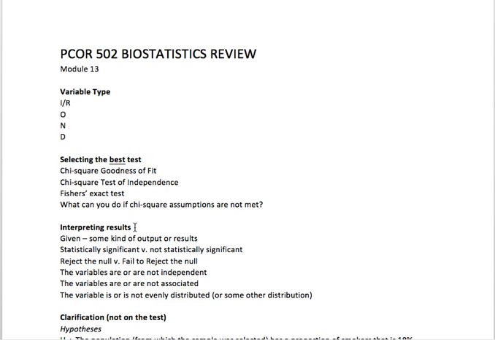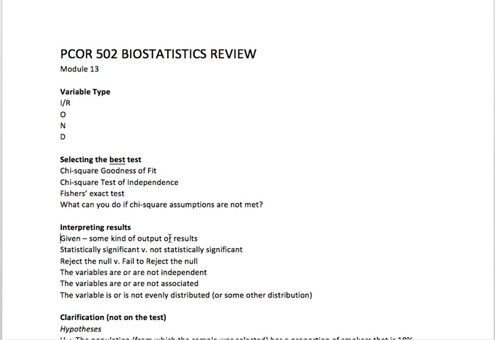And you'll need to know how to interpret that so that you can know if that's something that you can use in your practice. So you'll be given this output or the result, and you'll need to say, is it statistically significant or not statistically significant? Do I reject the null or do I fail to reject the null? Are the variables independent or are they not independent? Are the variables associated or are they not associated? And so those are the kinds of things, and often it'll be a combination of those, and that will be similar to the multiple choice questions you had in the modules previously.